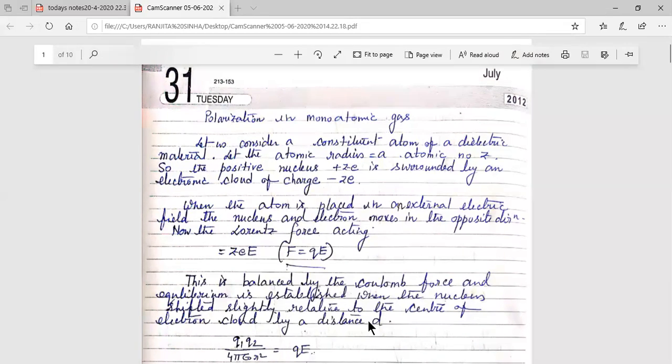You know, when an atom is placed in an electric field, what happens? The positively charged nucleus moves in the direction of the field, and the negatively charged electron cloud moves in the opposite direction of the field. That is written here. This Lorentz force is balanced by the Coulomb force, and the equilibrium is established when the nucleus is shifted slightly relative to the center of the electron cloud by a distance small d.